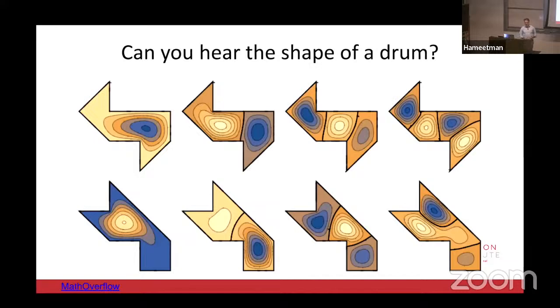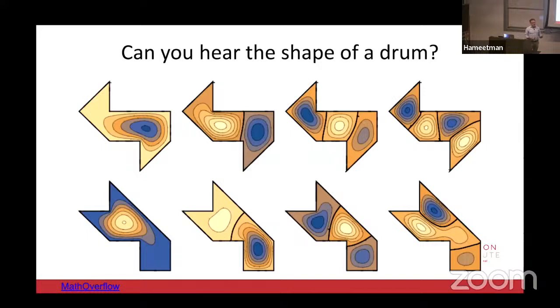And I want to motivate this with a mathematical question, a famous mathematical question that was posed by Katz in the 1960s. Can you hear the shape of a drum? So the idea is, if you think about instruments, right? You play middle C on a trumpet, it sounds like one thing. You play middle C on a French horn, it sounds like a different thing. You play it on a violin, it's yet different. Even though the fundamental frequency is the same, the spectrum of the instrument is different.